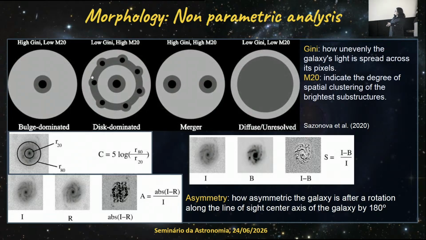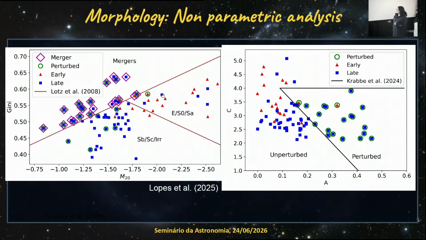And here, just to give an example of combining these things, how you can better understand the galaxy. If you have a high G but a low M20, which will be something more or less like this, it is like a bulge-dominated type of galaxy. For example, if it's a high G but a high M20, it's going to be a merger, because if you have a high M20, that means that you do have brighter substructures. So that makes sense that you have something like this. So putting together these parameters, you can have an idea of how the light is distributed, or how the morphology, obviously, of this galaxy works.